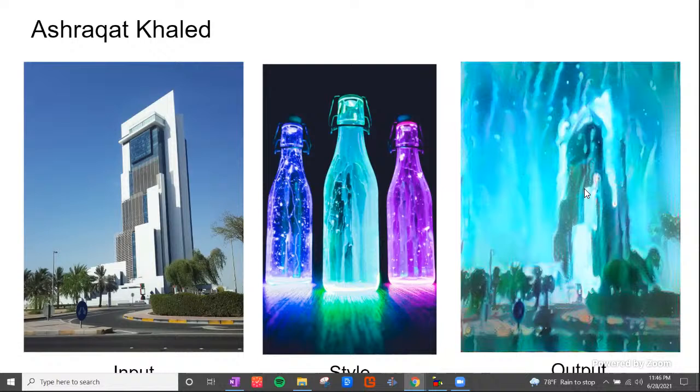So I might call it fluid architecture or neon art. I don't know, but the results were actually cool. And I really wanted to proceed with the two other examples. I wanted to make something related to the pyramids in Egypt and the sea, to mix both of them and see what it would be like. But I don't know why I faced this problem.